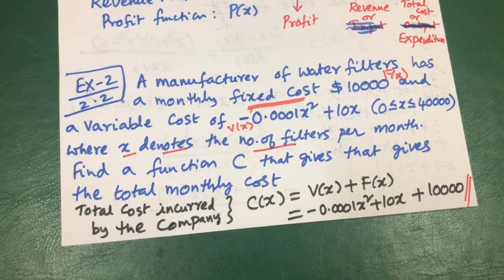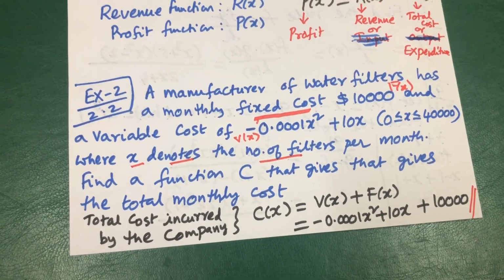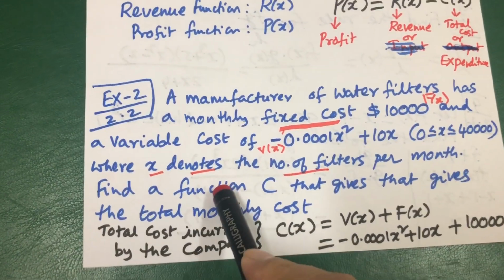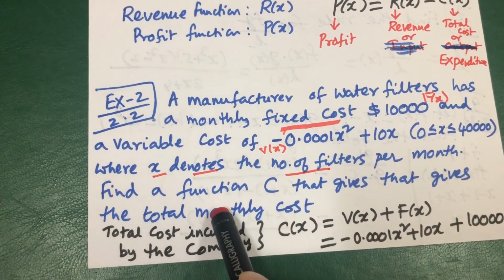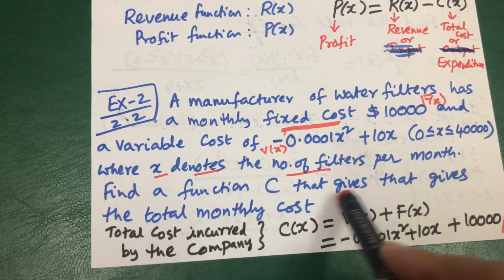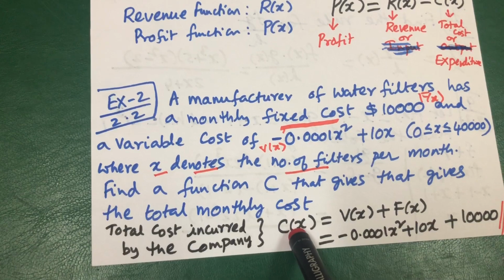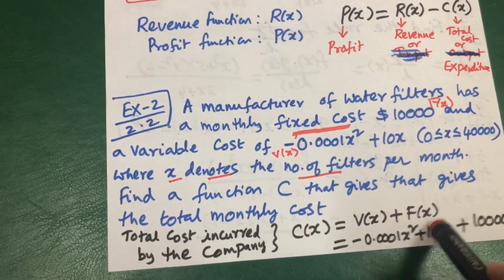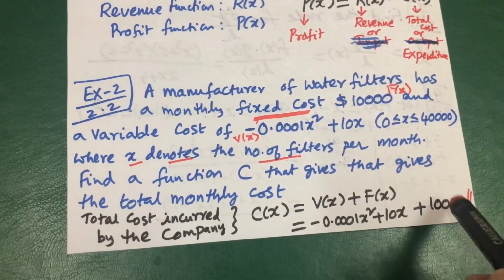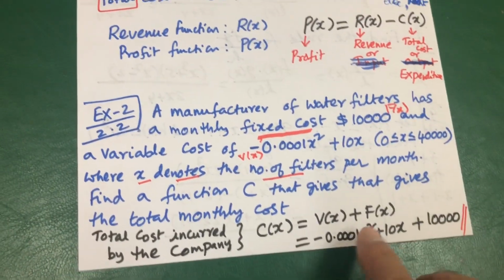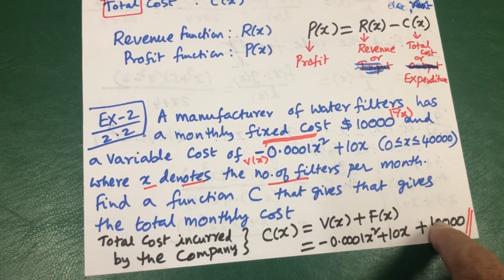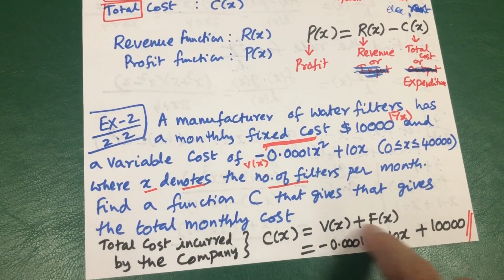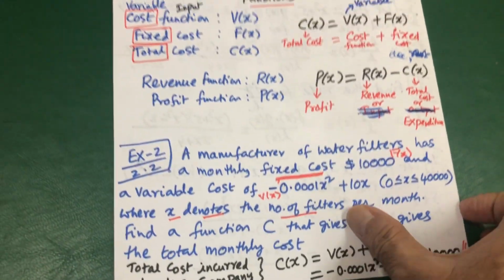Okay. What is the question? Always understand the question. Find a function C that gives the total monthly cost. What do you mean by total cost? Total monthly cost CX is variable cost plus fixed cost. Variable cost is this formula plus fixed cost is $10,000. This is the answer. Very simple. Just simply write the formula.